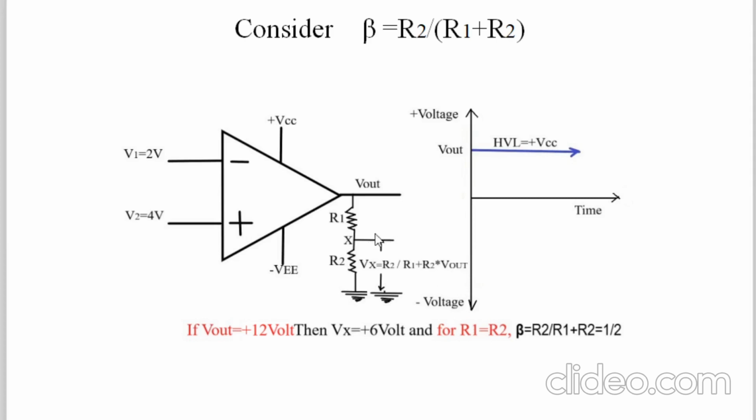I already told you that we are considering R1 equal to R2, and here again let us consider beta equal to R2 divided by R1 plus R2. Therefore, since R1 and R2 are the same, beta will become half. This is a very basic, simple block which we already studied in the Schmitt trigger also.